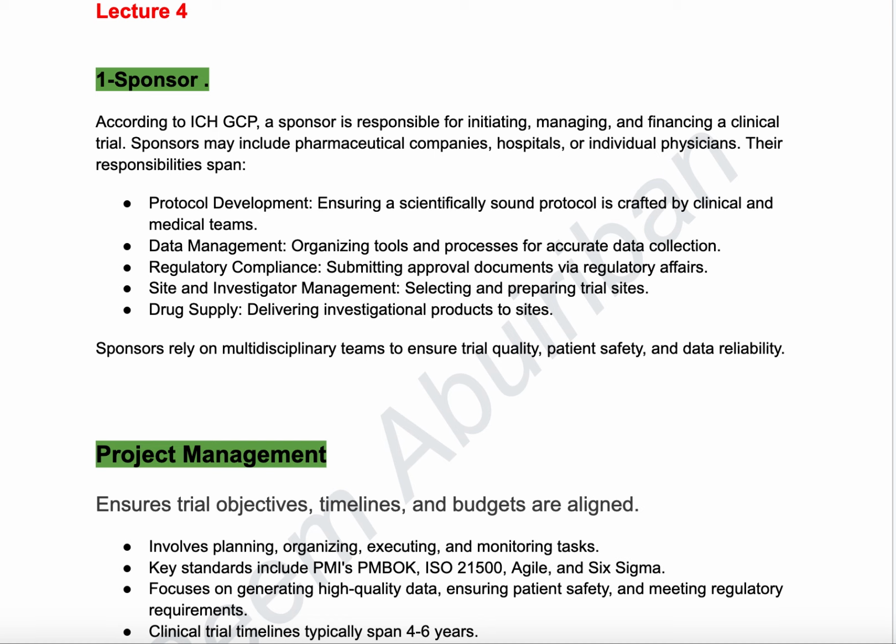Data management, organizing tools and processes for accurate data collection. Regulatory compliance, submitting approval documents via regulatory affairs. Site and investigator management, selecting and preparing trial sites. Drug supply, delivering investigational products to the sites. Sponsors rely on multidisciplinary teams to ensure trial quality, patient safety, and data reliability.